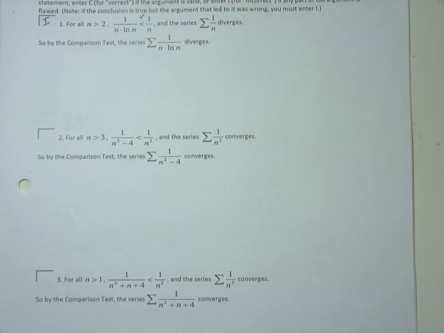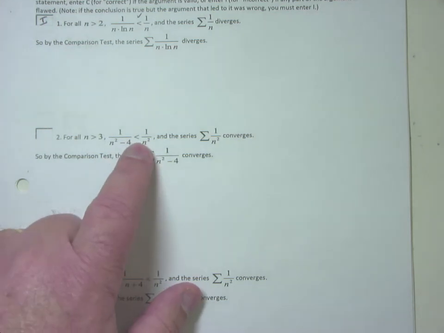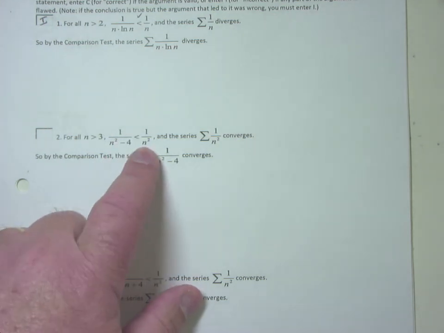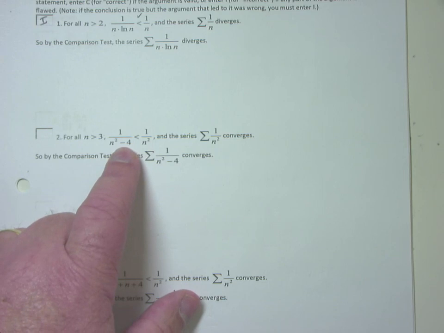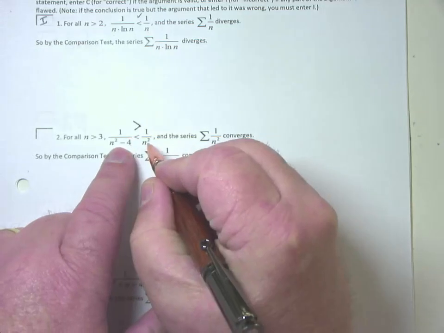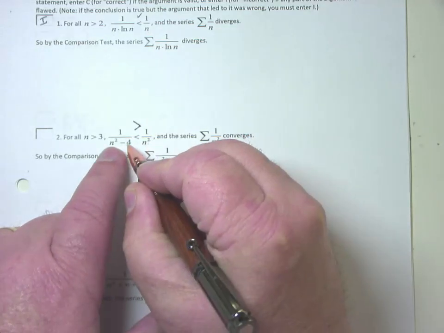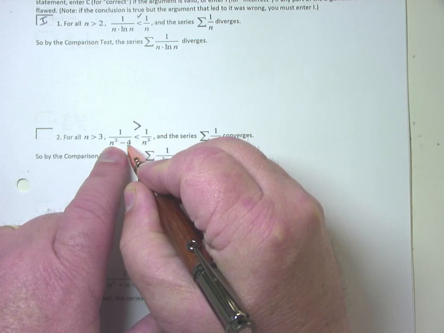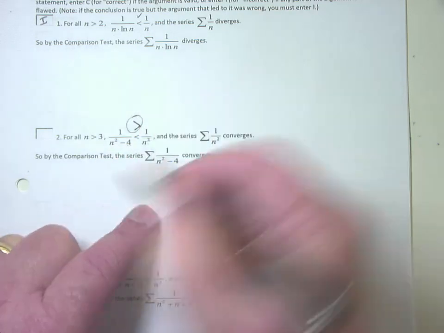For n greater than 3, 1 over n squared minus 4 is less than 1 over n squared. True or false? You subtracted 4 from the denominator, which makes the denominator smaller, makes the overall fraction what? Bigger. Well, that's just wrong right there. You subtracted 4 from the n squared, makes the bottom smaller, but makes the overall fraction bigger. The inequality is wrong. I don't care about the rest of it.